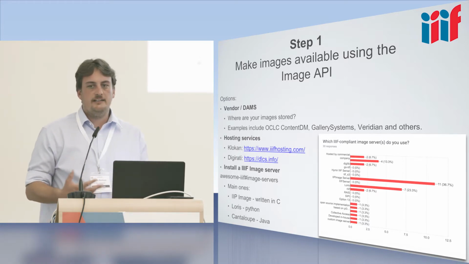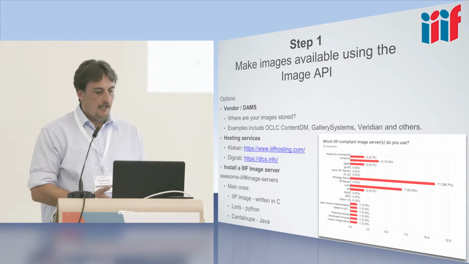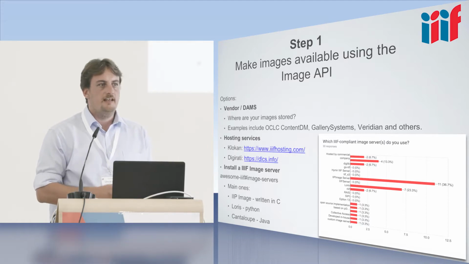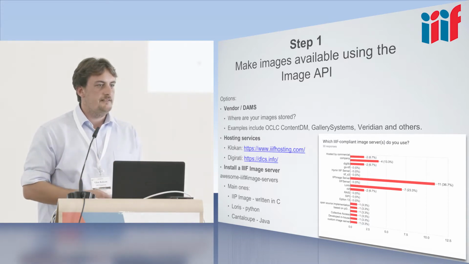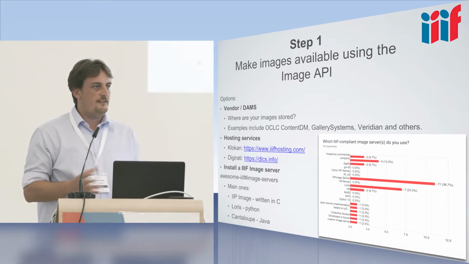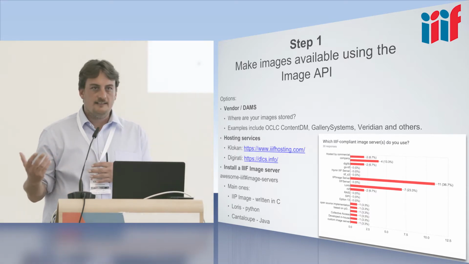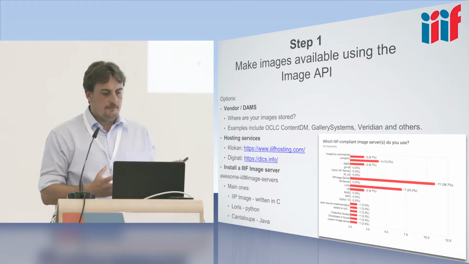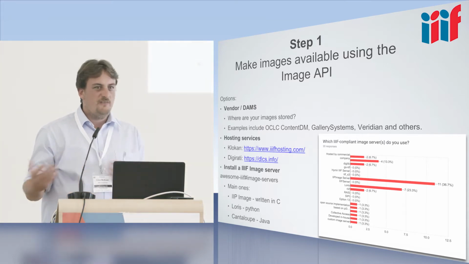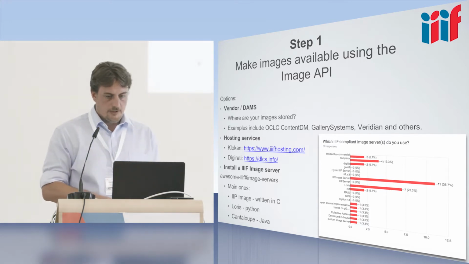But to give you an indication of what people are using, the main ones are IIP Image, Loris, and Cantaloupe. But if you go to the IIIF Awesome list, you can see a list of all of the image servers. They tend to be very similar in functionality, and it's very much a question of what fits better into your infrastructure. So if you've got lots of Java developers, you might like Cantaloupe. If you're more Linux-based, you might like IIP Image. If you're more into Python, you might like Loris. So it depends. The functionality is very similar, but it depends which fits in your infrastructure.